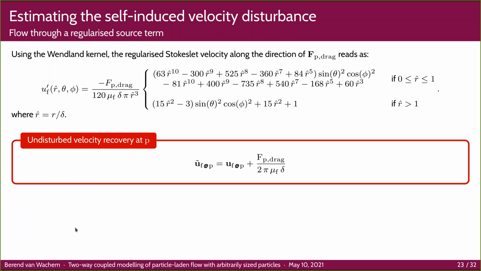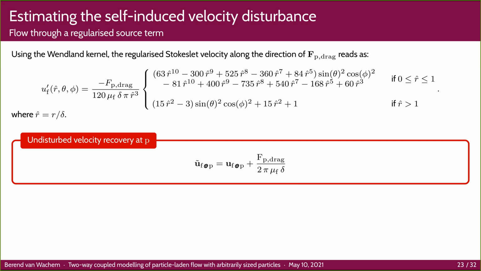Again, the result is very complicated, and I don't want you to focus on that. But if we have our disturbance, we can write that as the drag force divided by 120 times mu_f times our delta, so that's our spreading distance of our kernel, times pi times this r cubed. And because the highest order of r cubed is here, at the center of the particle point, we can directly say that the undisturbed velocity is the CFD simulation result, so the disturbed velocity, plus the drag force divided by 2 pi mu_f delta, which is a surprisingly simple and effective equation.